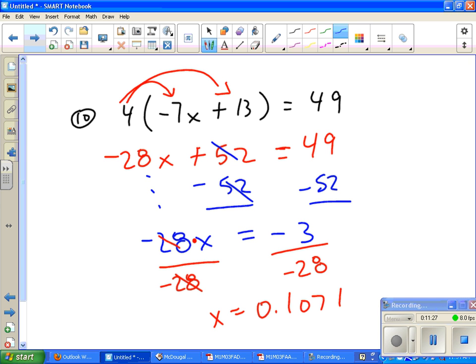Again, we're only interested in the hundredths place. That's this 0 here. Look to the number that's directly to the right of that 0. It's 7. That means it's greater than or equal to 5. So x is approximately 0.11. Goes up to 0.11.